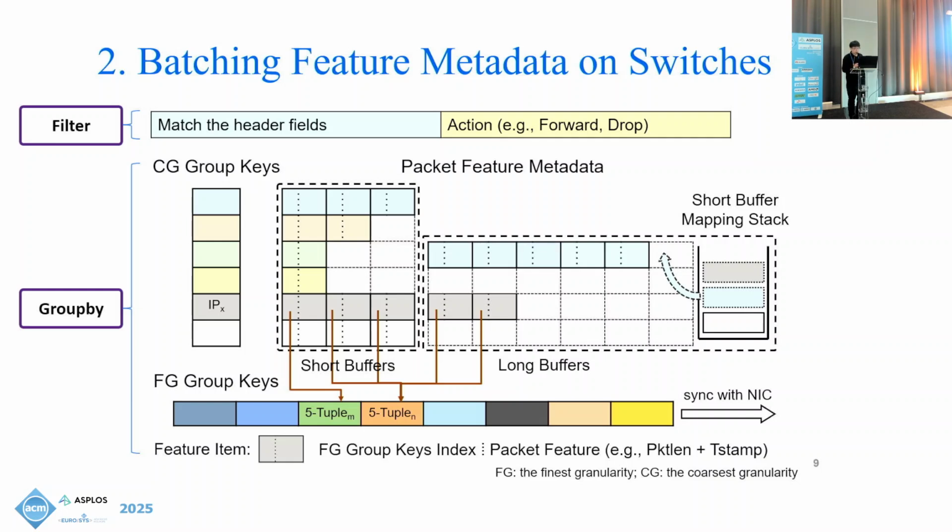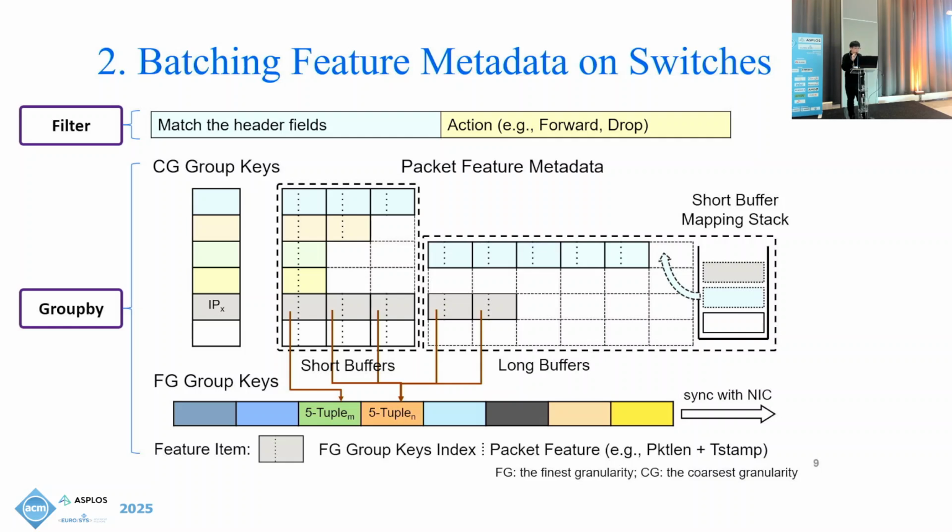Packets are grouped at the coarse granularity level, CG level, where each packet's feature record points to its corresponding fine granularity group key, FG group key. These FG group keys are stored only once and are synchronized between the switch and the SmartNICs, from which the SmartNIC can recover grouping at intermediate granularity levels.